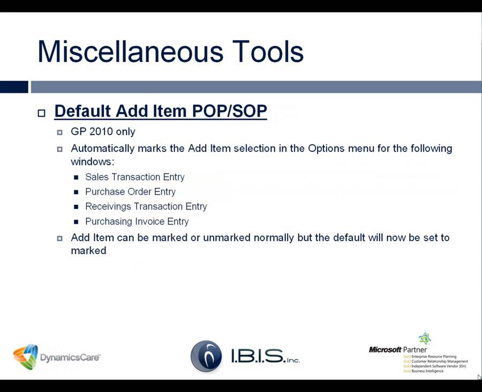There's a few more here. The default add item for POP and SOP, this is available only in GP 2010. It automatically adds, or rather marks, the add item selection in the options menu for these 4 windows listed here. That add item checkbox is by default normally unmarked, but this will default it to marked, and it can still be checked or unchecked, just as normal process, but this defaults it to being checked.